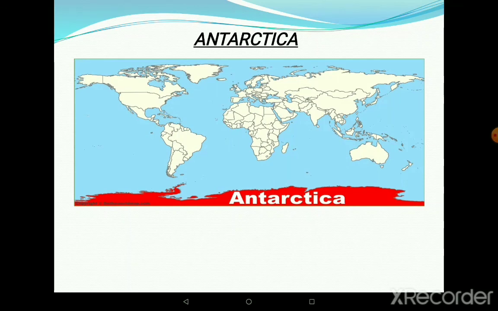Now let's learn about Antarctica. Antarctica is the coldest and the fifth largest continent in the world. It is also called the White Continent as it is always covered by a thick carpet of ice and snow. Due to its extremely cold climate, it is the world's only continent which has no permanent human habitation.